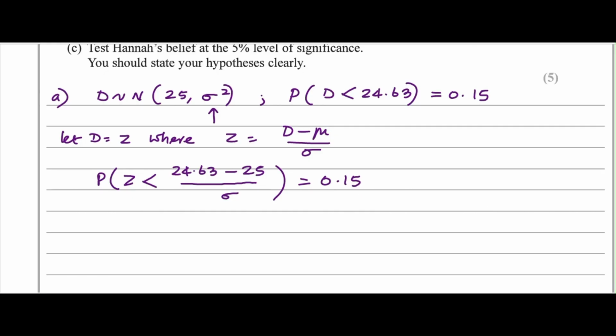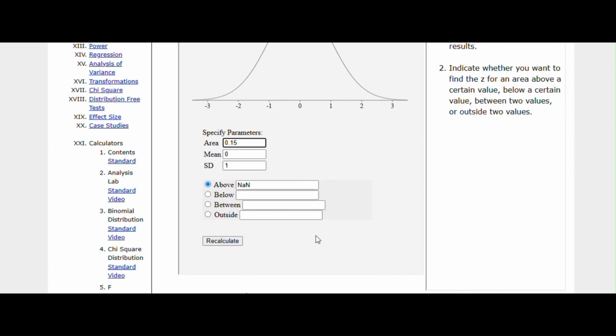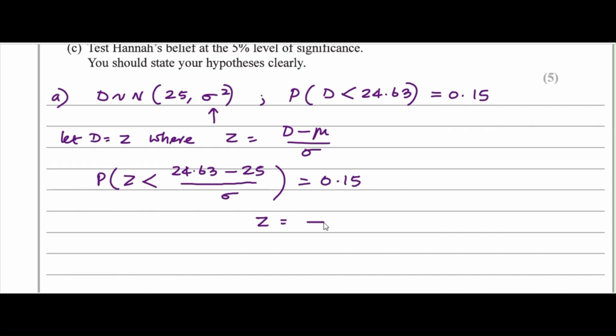Putting this into the inverse normal distribution calculator with the probability being 0.15, mean is equal to 0 and standard deviation 1, and we are after below, and that is minus 1.0364. Therefore z is equal to minus 1.0364, and that is equal to 24.63 take away 25 over sigma. So rearranging this, we can solve for sigma.